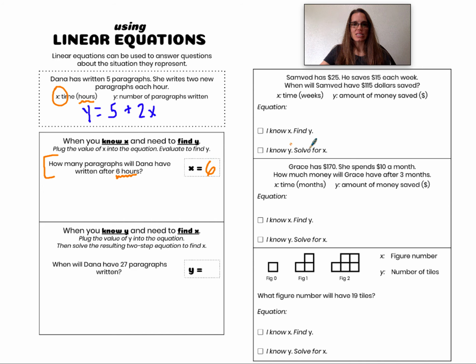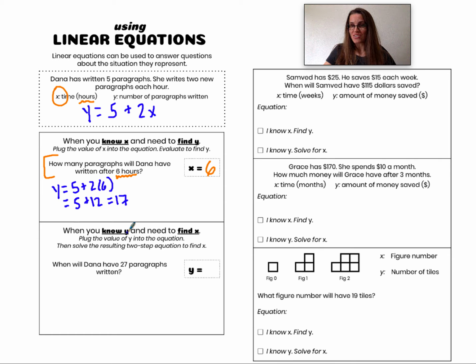X equals 6. Okay, so when I'm given x, that means I need to plug the value of x into the equation and evaluate to find y. So y equals 5 plus 2 times my x value, which is 6. Let's go ahead and evaluate that. 5 plus 2 times 6, order of operations, is 5 plus 12. And then 5 plus 12 is just 17.